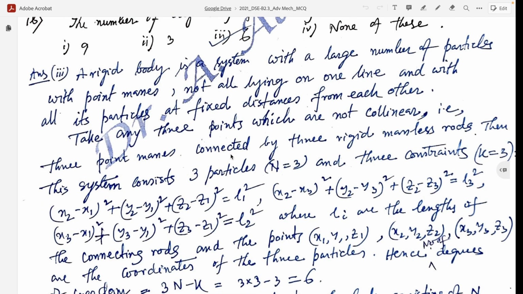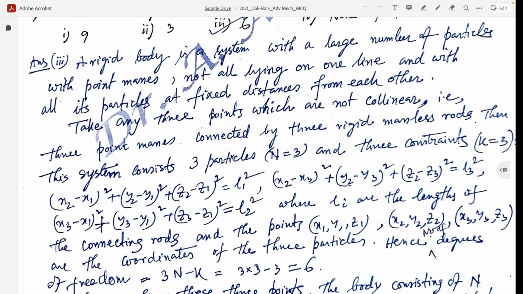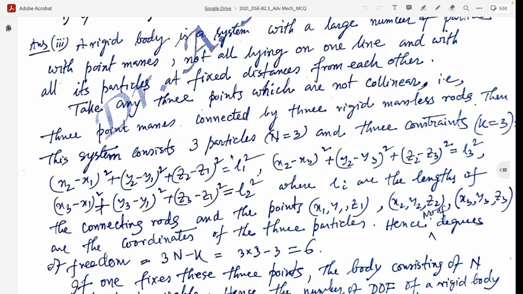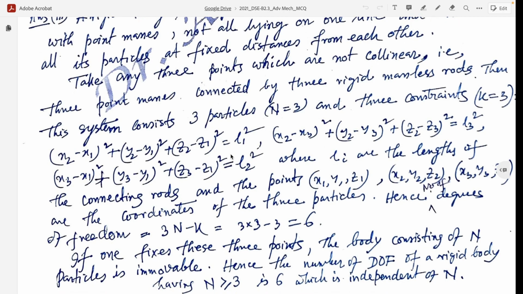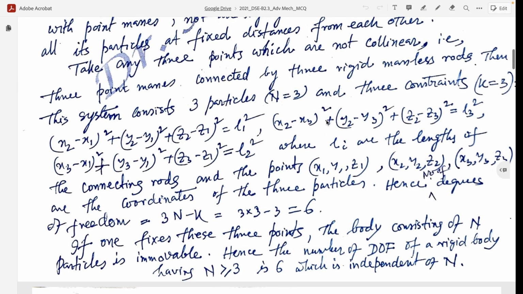Take any 3 points which are not collinear, that is 3 point masses connected by 3 rigid massless rods. Then this system consists of 3 particles, so capital N equals 3, and 3 constraints, k equals 3, which are (x2 − x1)² + (y2 − y1)² + (z2 − z1)² = L1², and so on, (x2 − x3)² + ... = L3², and (x3 − x1)² + ... = L2².